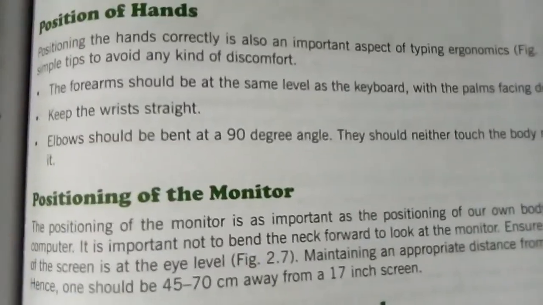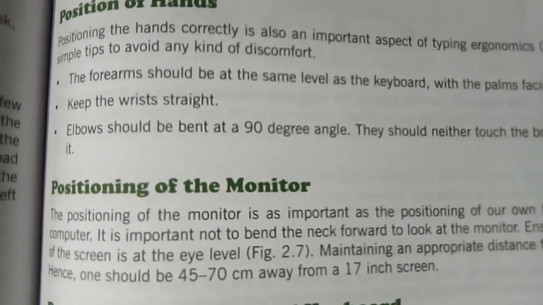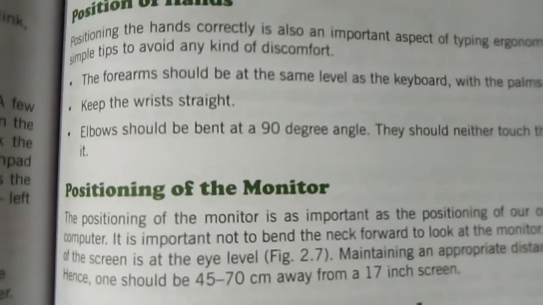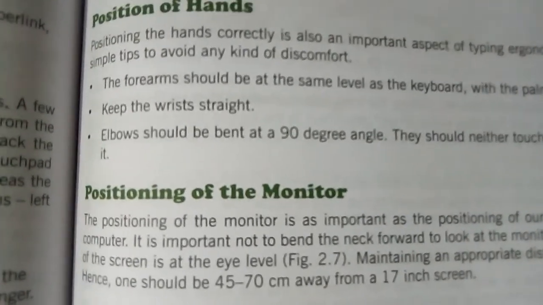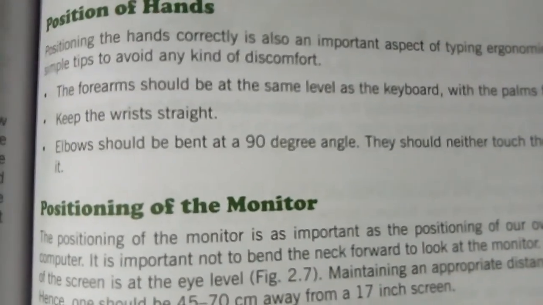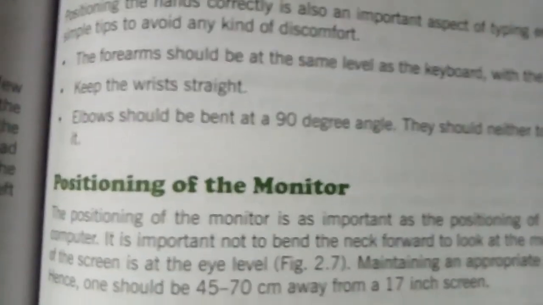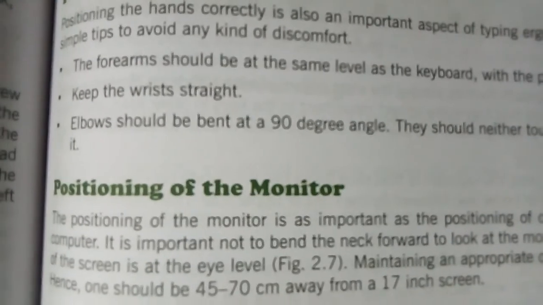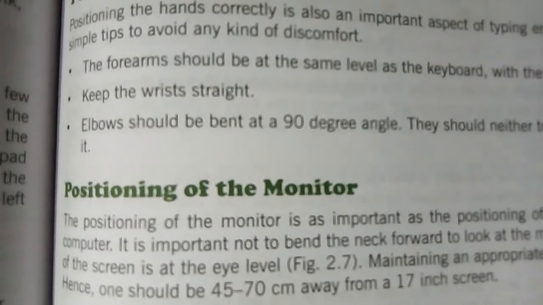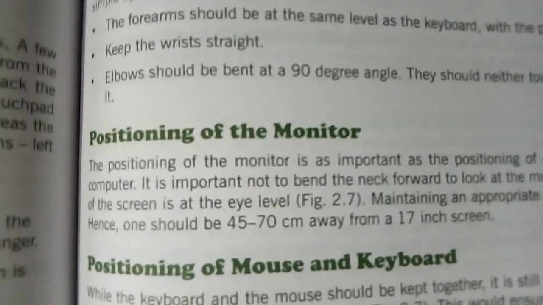Now positioning of the monitor. You should sit at least 45 to 70 centimeters away from the monitor. If your monitor is a 17 inch, then you have to sit at least 45 to 70 centimeters away from it. It is also important not to bend the neck forward to look at the monitor.